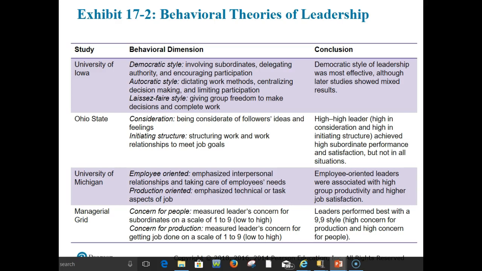And then finally, we had the managerial grid study. It entails the concern for people, which measured the leader's concern for subordinates on a scale of 1 to 9, like we just covered, low to high. There was also a concern for production, which measured leaders' concern for getting the job done on a scale from 1 to 9, low to high. And the findings in that study were leaders perform best with a 9 to 9 style, that is high concern for production and high concern for people.